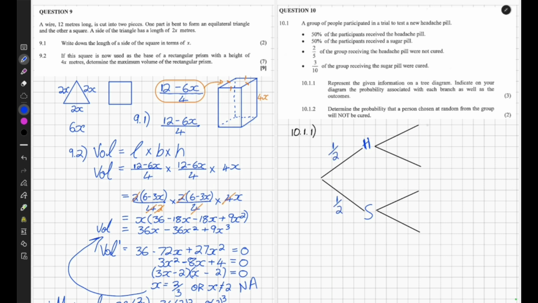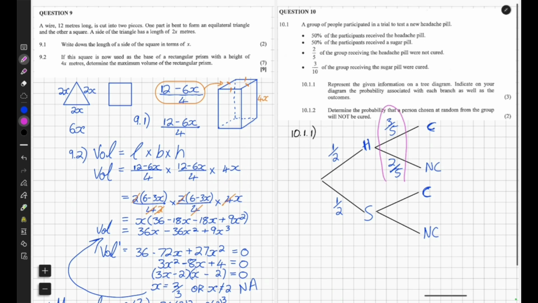Then I'm going to talk about how many were cured in each one and how many were not cured when they're taking the pills. Now, if they tell me 2/5 of the group of headache pills were not cured, I can say that is 2 over 5. And then the top one must be the remainder, so that will be 3 over 5. Something very important: this must always add up to one whole. It's 5 over 5, so I know I'm correct. As with this, it will add up to 2 over 2, so that is also correct.